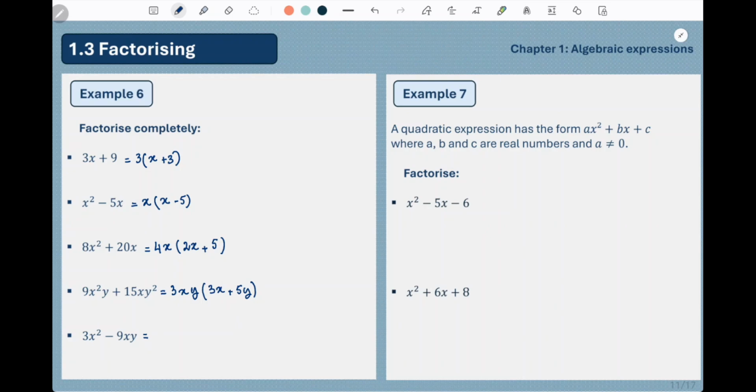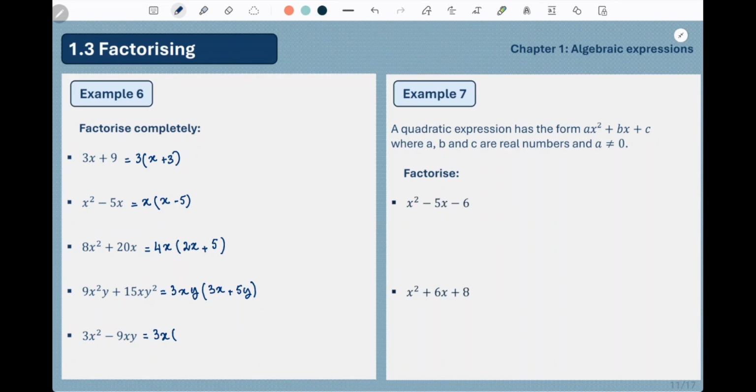So moving on to the next one. 3x squared minus 9xy. In terms of numbers, the common factor is 3. In terms of letters, in terms of x specifically, the common factor is x, the highest power of x that's in common. And for y, it only appears here, so no need to include it.